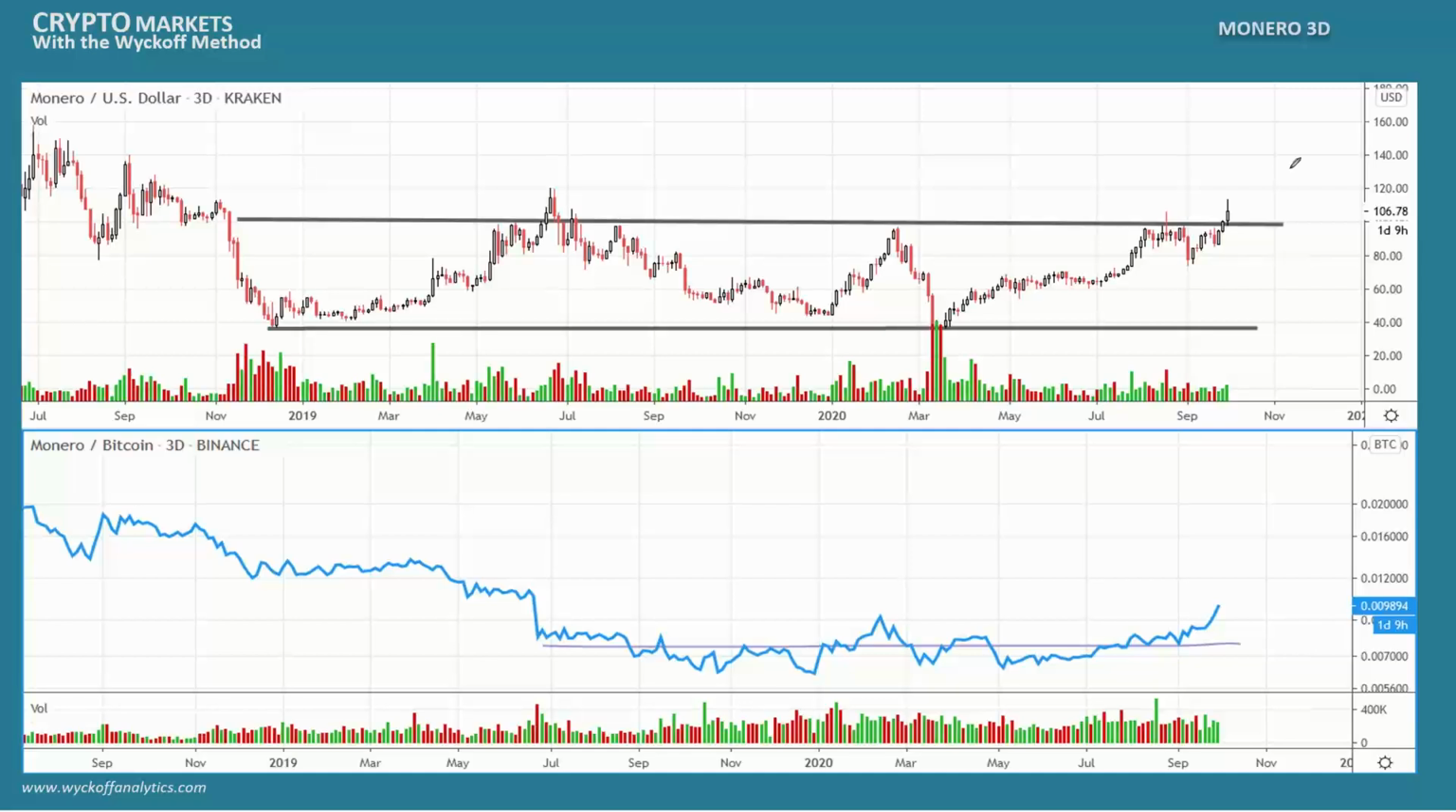We see here a beautiful base. The relative performance ratio is making higher highs and higher lows in sync with the price action. Very, very bullish. And this could be the breakout of a very long-term consolidation. So a big P&F count here.